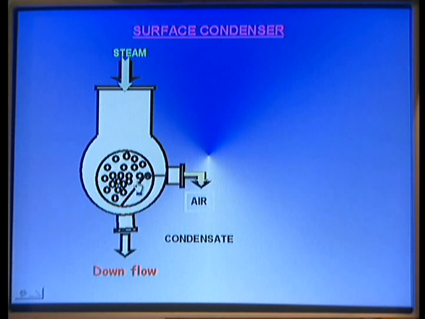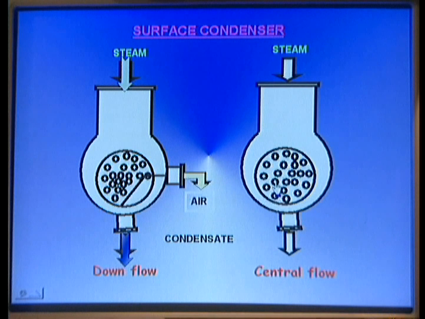Coming to another type of condenser, the central flow. The difference here is that the extractor pump is placed in the center. It is the same process: the steam comes in this direction, the condensate is formed and extracted in this direction. These are the different types of surface condensers and jet condensers. I think you have understood the condensers.